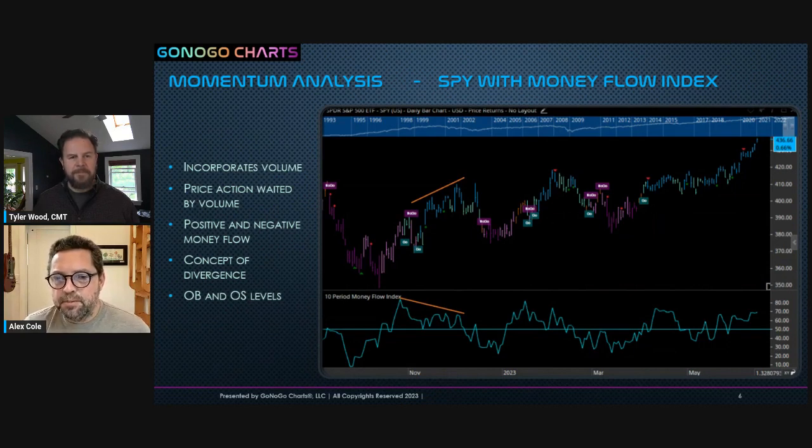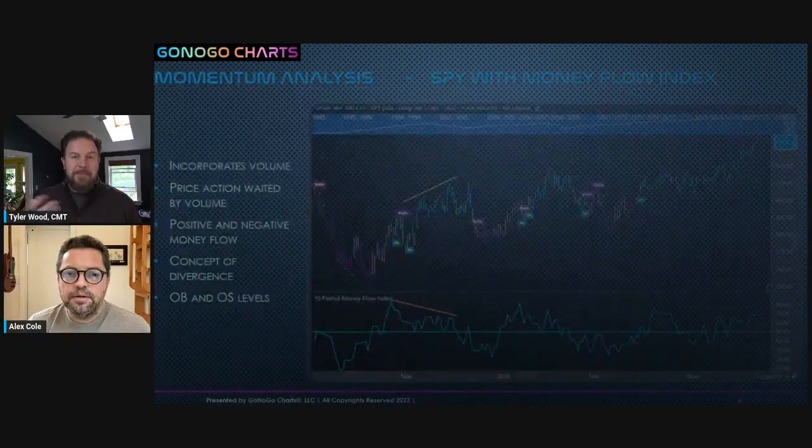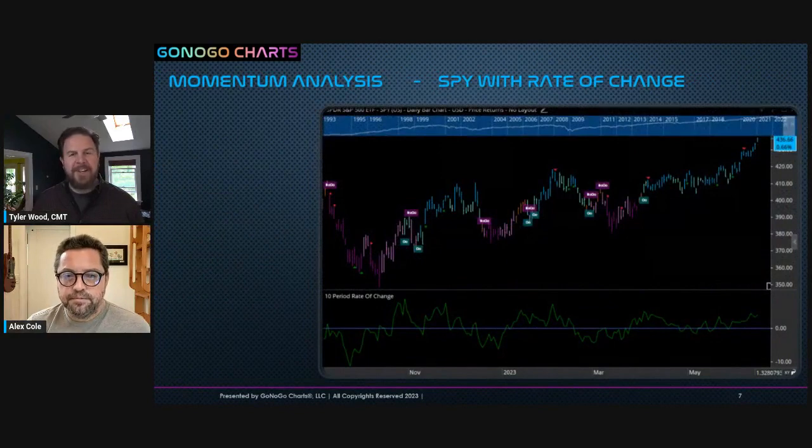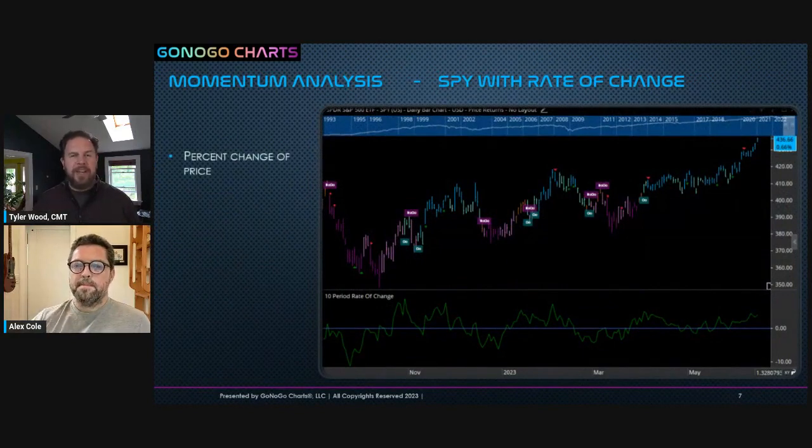And if you think about that, that's a bit of a concern if you are in an uptrend. So that's the important thing with the money flow index, that it incorporates volume to get a sense of market participation. Absolutely.